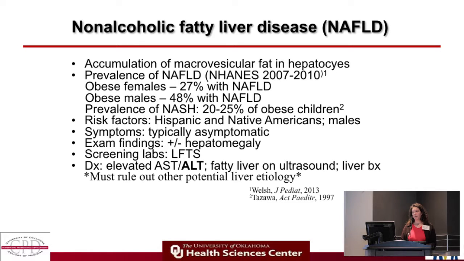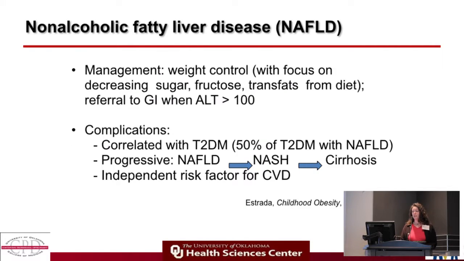The screening labs are the AST and ALT, and then going ahead and doing an ultrasound and actually seeing that. The gold standard for diagnosis is biopsy, but in reality what we do is rule out every other cause of liver etiology. If they fit the criteria, if they've got the elevated LFTs and they're obese and there's not another reason for that, then that's when we make the diagnosis, with the ultrasound. The management is weight control, focusing on decreasing specifically sugar, fructose, and trans fats from the diet.